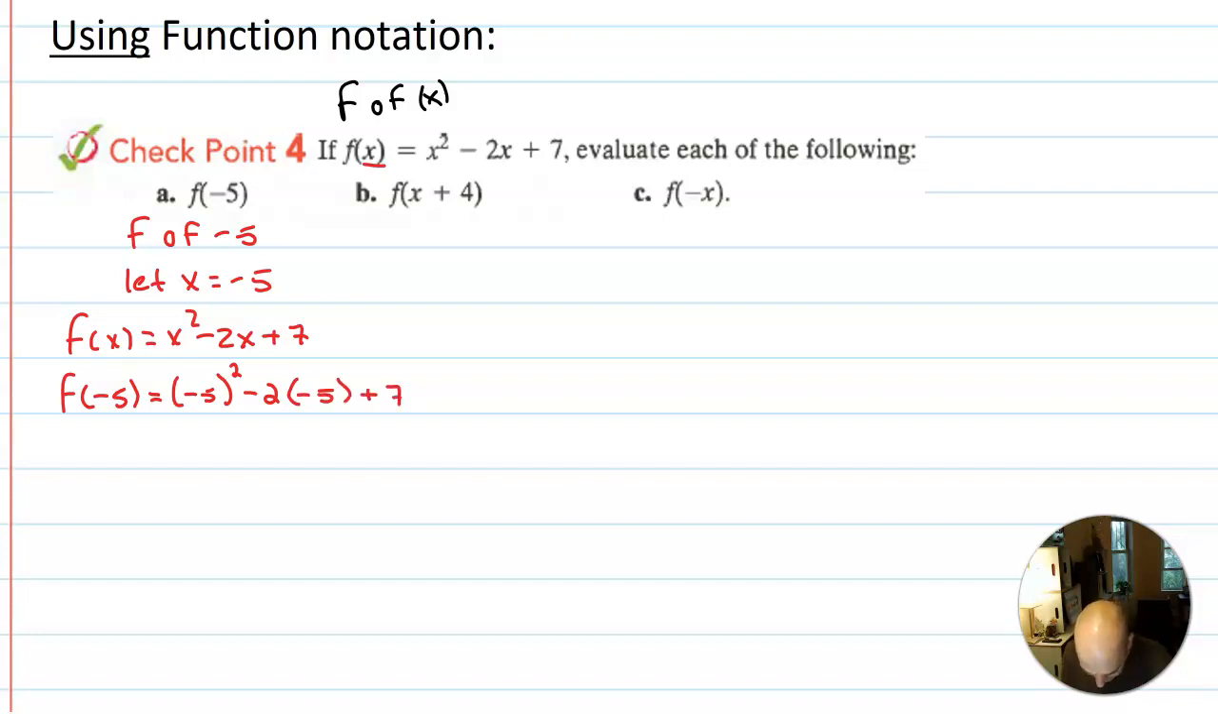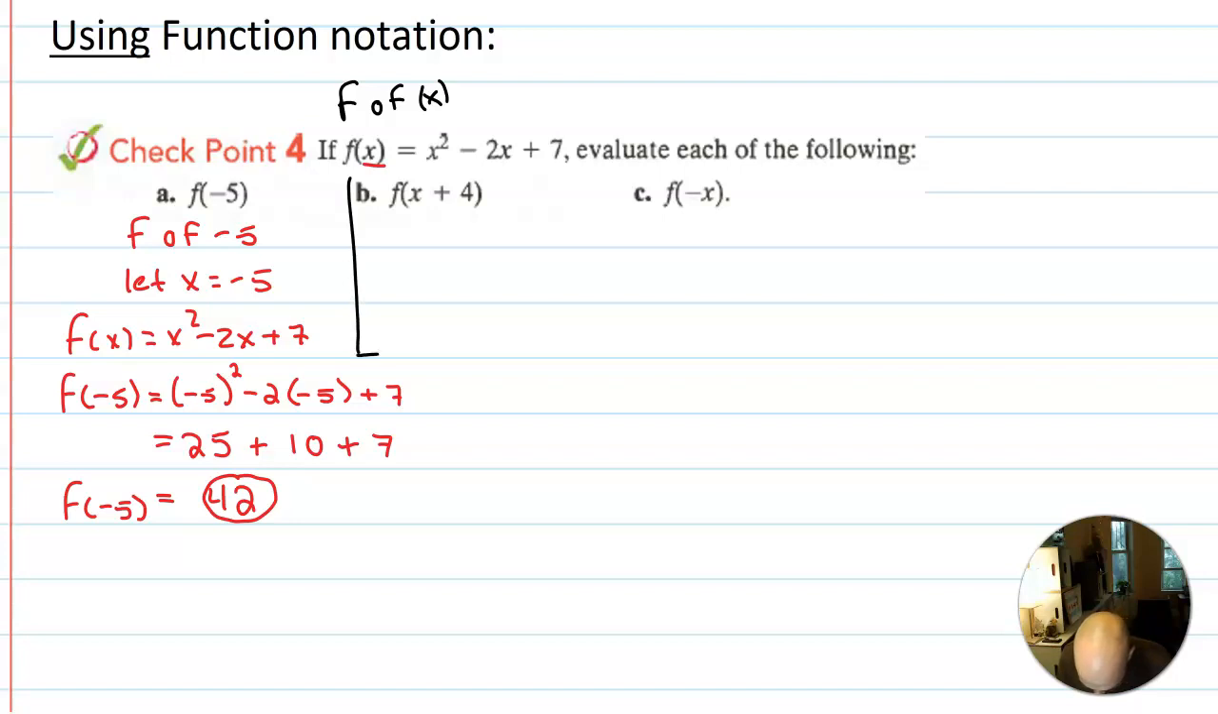Those parentheses are really important because when you square that negative 5, that becomes 25. This minus 2 times minus 5 becomes plus 10. Plus 7 is 7, and that becomes 35. This all becomes 42. F of negative 5 is equal to 42.